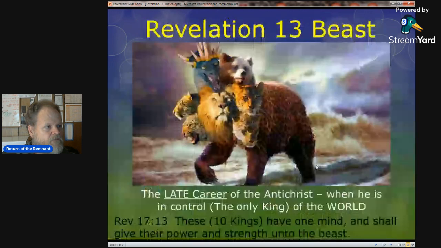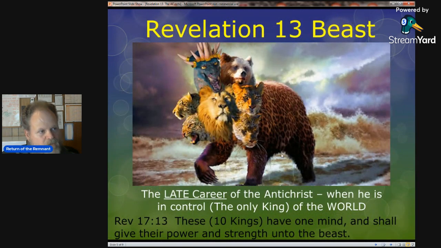And the reason why I believe that is because in the late career of the Antichrist, when he finally assumes total power and he has all 10 crowns on his head, we see a combination of the bear and the leopard and the lion all together. These 10 kings, as it says in Revelation 17:3, which we'll get to in a couple weeks, these 10 kings have one mind and shall give their power and strength unto the beast. This is when the Antichrist is in full control over the earth.